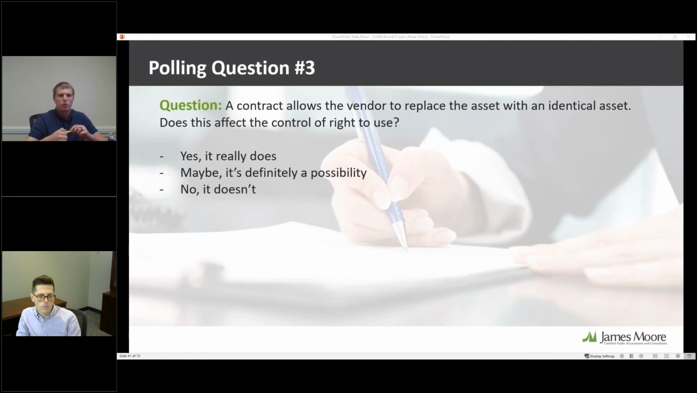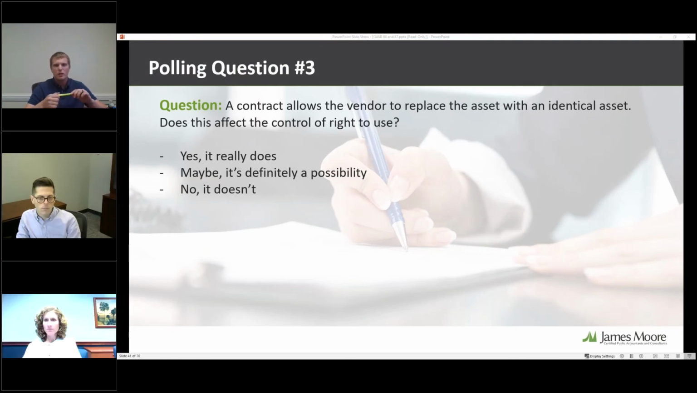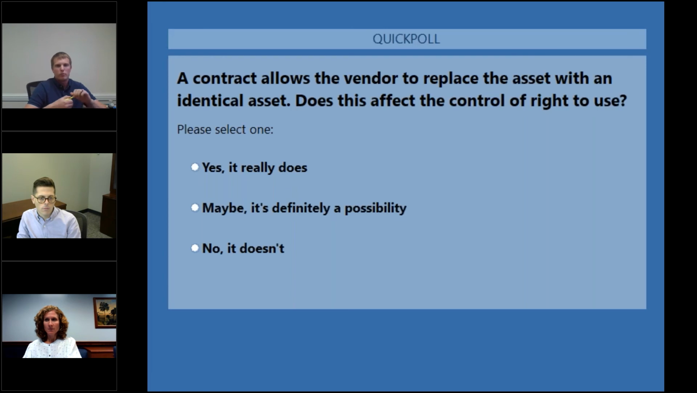All right, so that brings us to polling question number 3. A contract allows the vendor to replace an asset with an identical asset. Does this affect the control of the right to use?